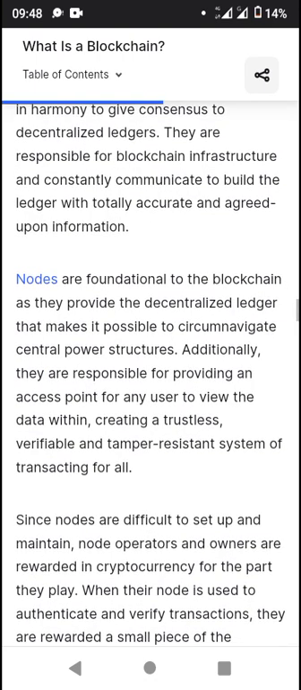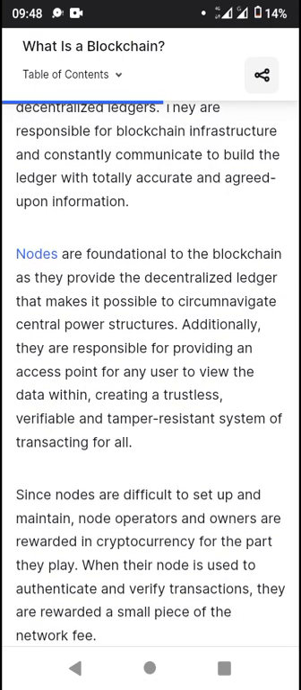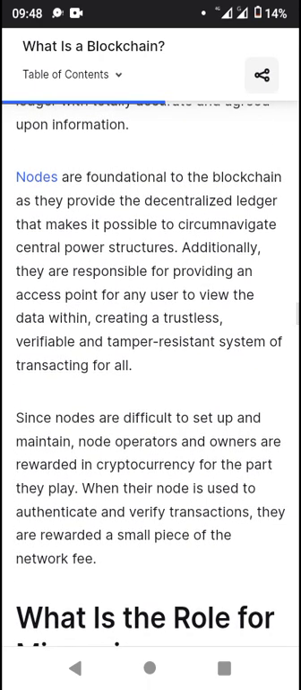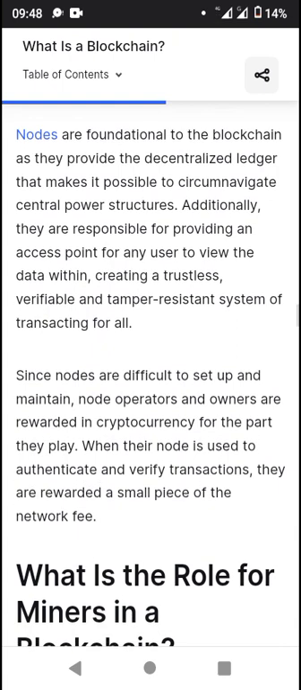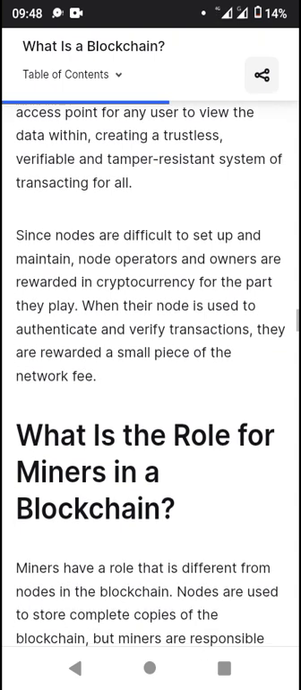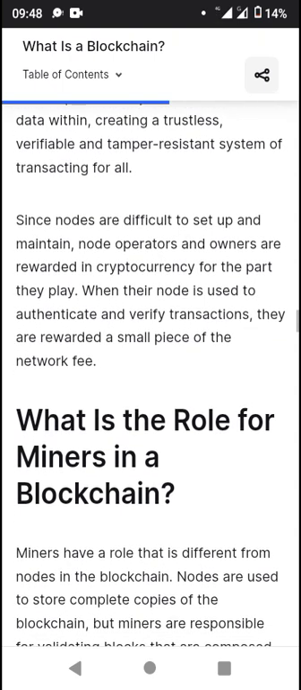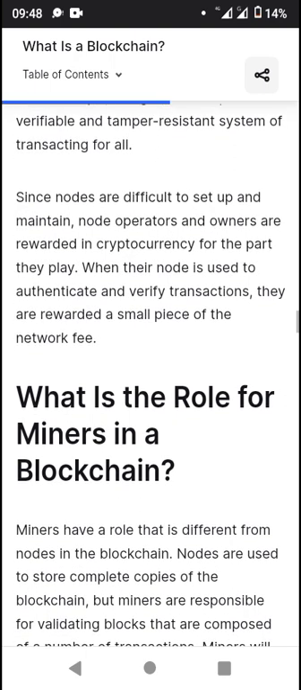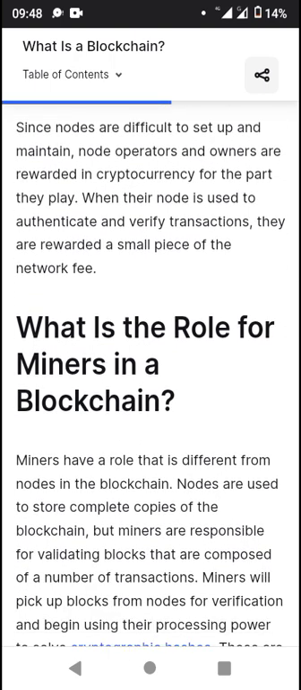The nodes are foundational to the blockchain as they provide the decentralized ledger that makes it possible to circumnavigate central power structures. So since nodes are difficult to set up and maintain, node operators and owners are rewarded in cryptocurrency for the part they play. So when their node is used to authenticate and verify transactions, they are rewarded a small piece of the network fee. So this is one of the major originations of gas fees and network fees.